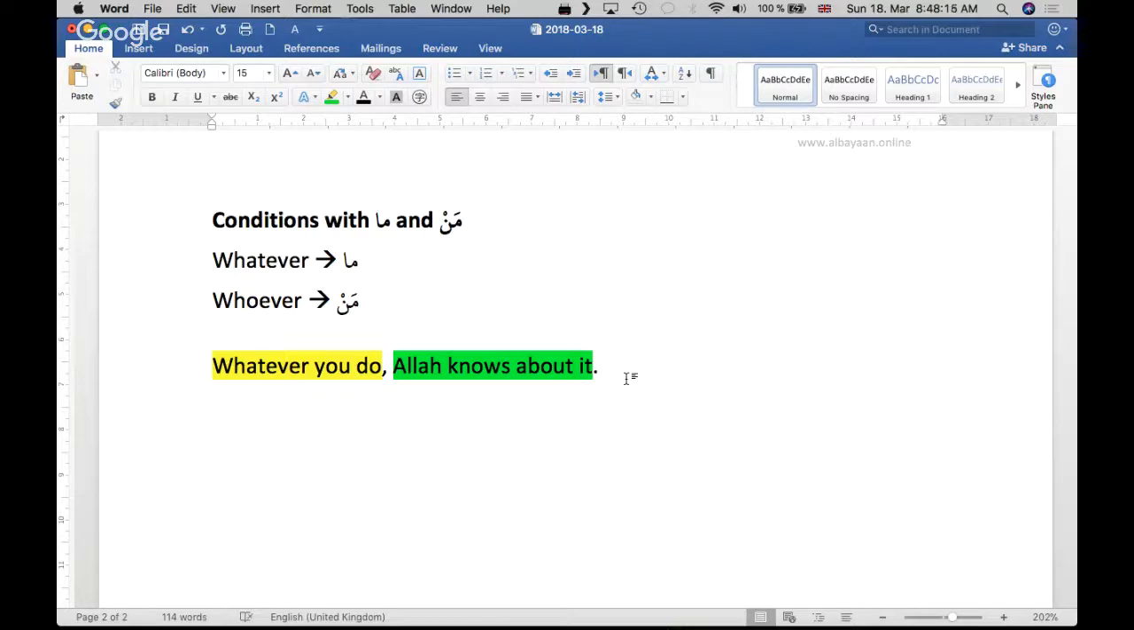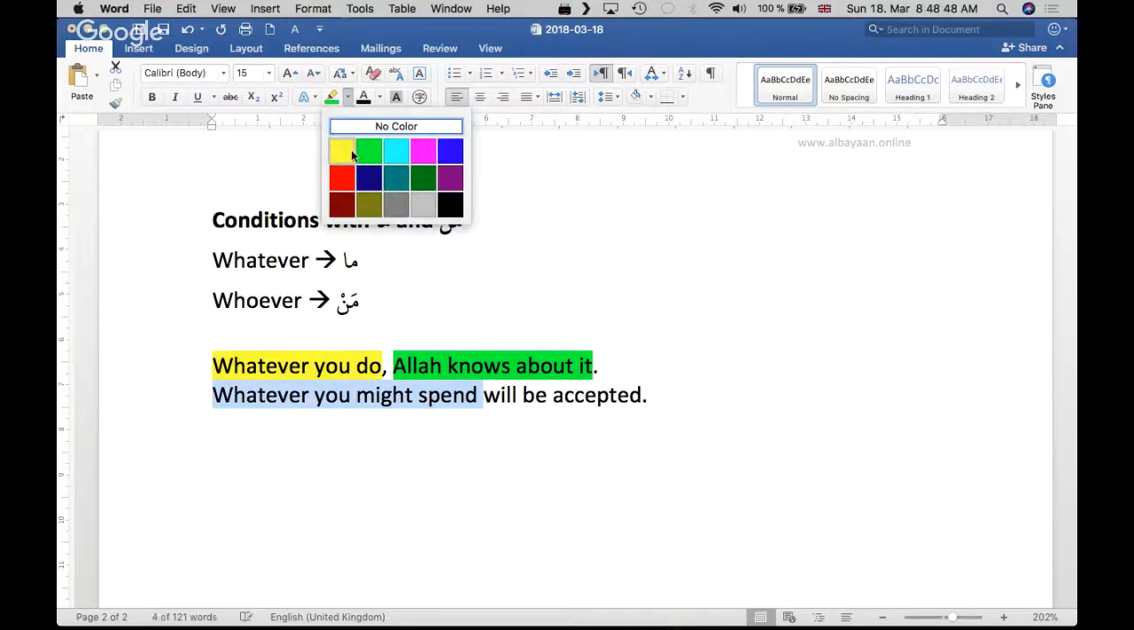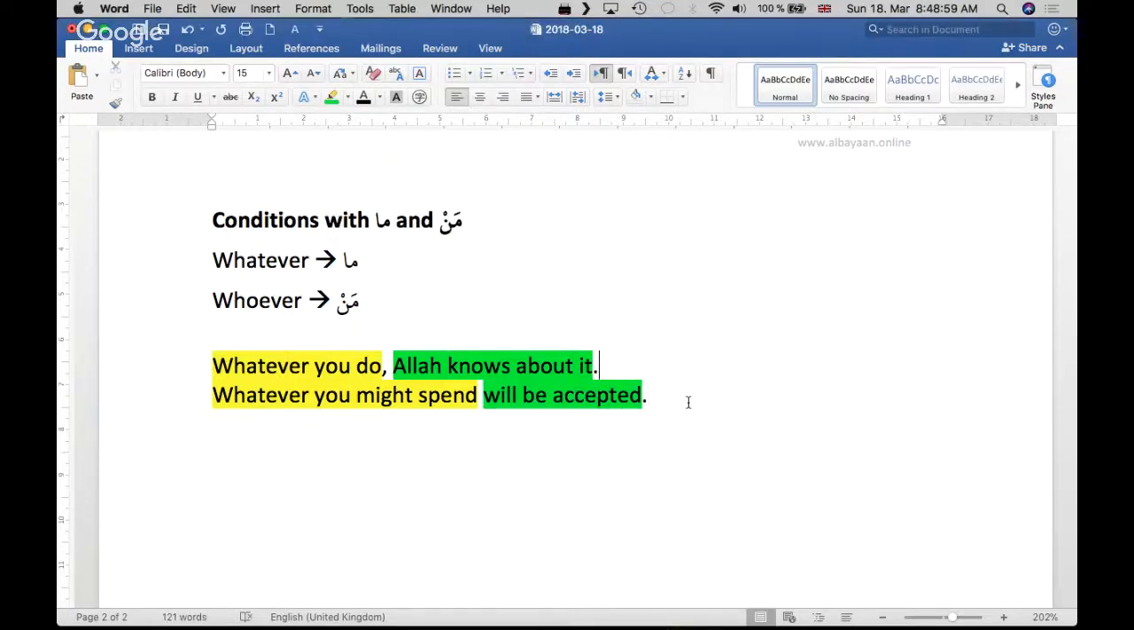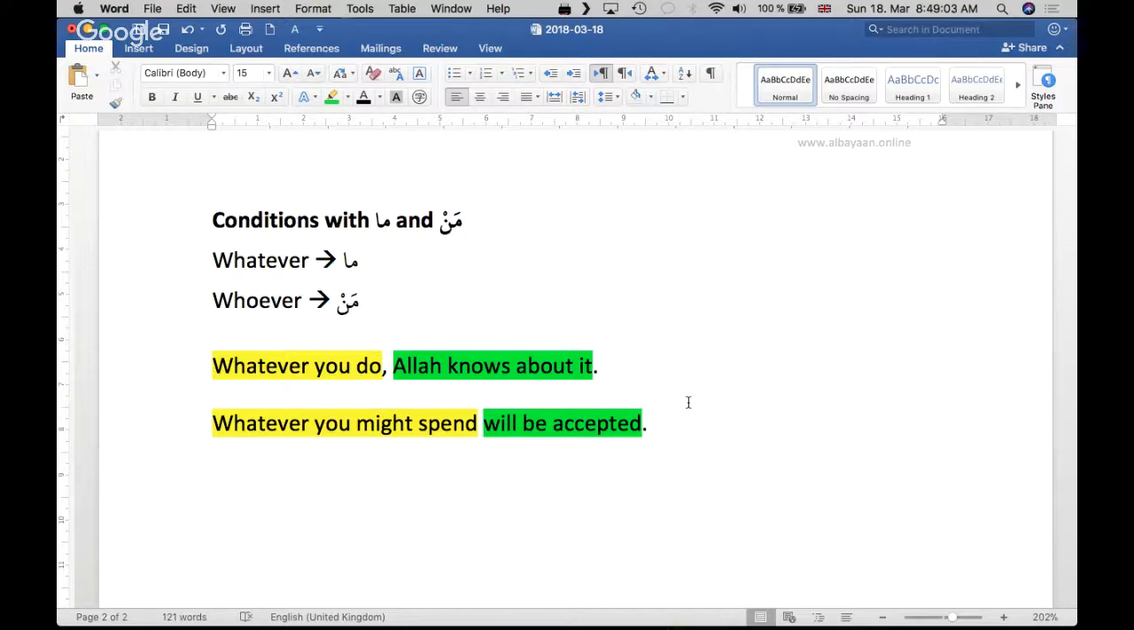For example, whatever you spend. Let me just rephrase it. Whatever you might spend will be accepted. Okay? Now, where is the condition? The condition is whatever you might spend. Now, you may or may not spend. But in case you do, it will be accepted, inshallah. You see that? You have a condition and you have an answer to that condition by using these terms what or whatever.